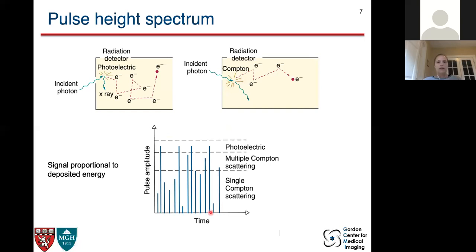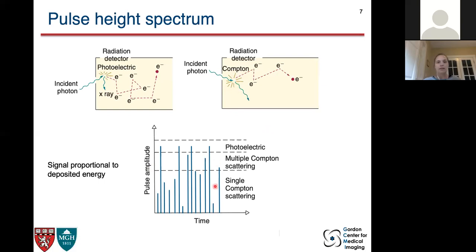So if we look at the pulse amplitudes that we would get from our detector for a train of random events, you see time on the x-axis here, and on the y-axis we have the pulse amplitude. And there are a few cases of what can happen. If we first look at the smallest signals here, they correspond to events where we have single Compton scattering. This means that the incident photon Compton scatters, but the scattered photon escapes the detector. So only the energy deposited in this interaction is what we will measure.